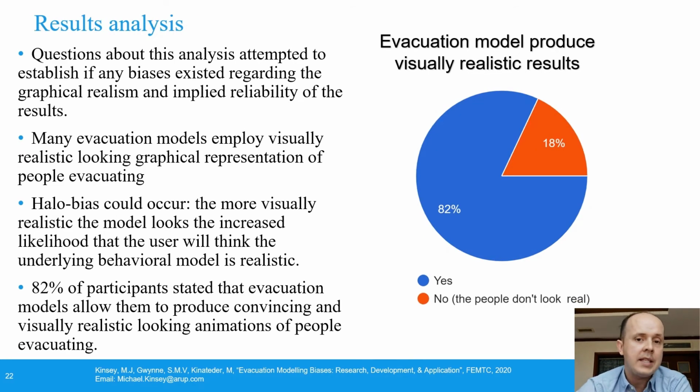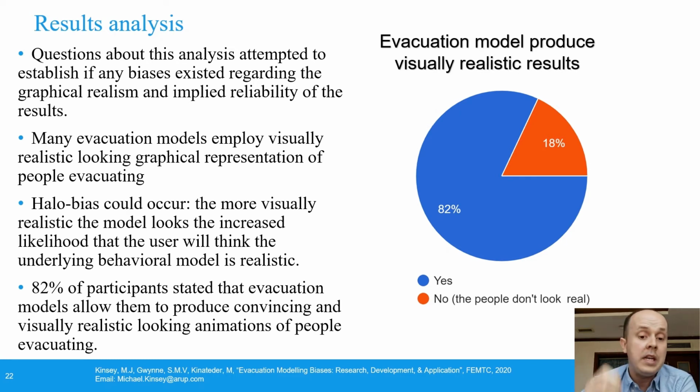When we look at results analysis, we're attempting to establish if any bias existed regarding the graphical realism and implied reliability of the results. Now, many evacuation models employ really realistic looking animations of people evacuating, and what we were interested to identify is if there's something called halo bias here, whereby people see a visually realistic looking person, then they're more likely to believe that the underlying behavior is more realistic.